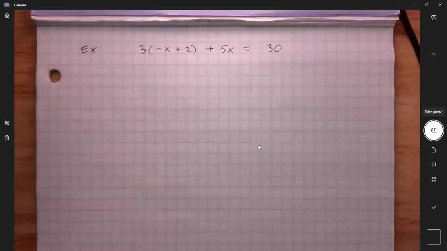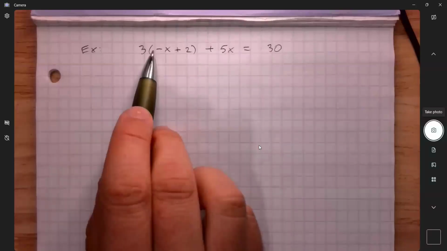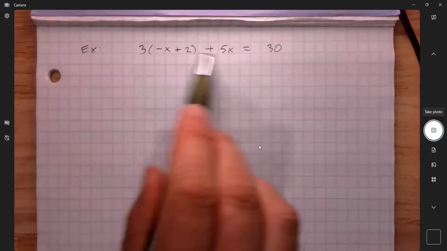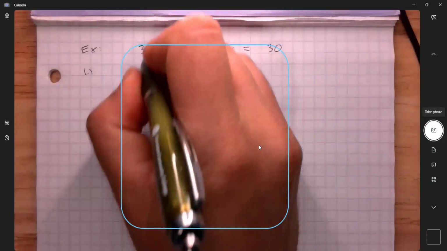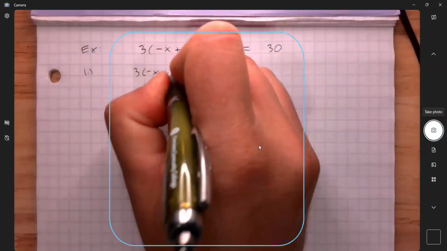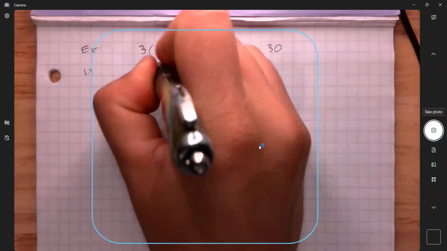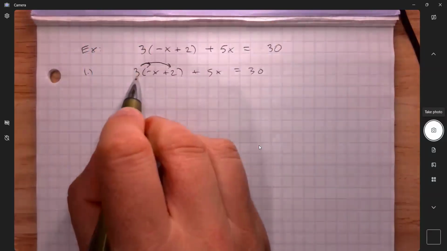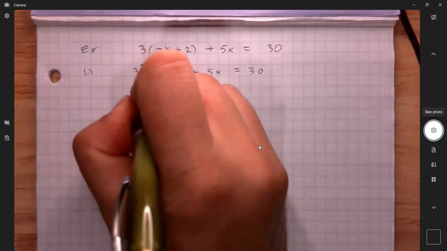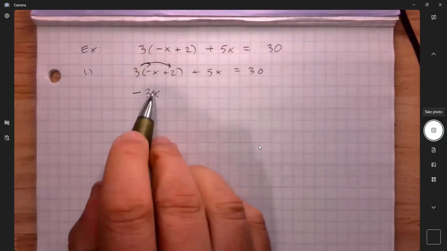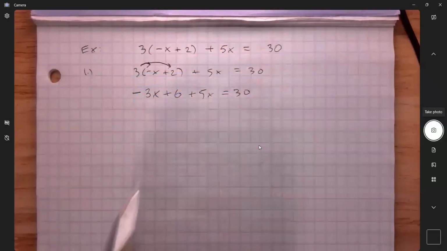I'm feeling pretty confident. So step one is, let's simplify this, right? I have something trapped in parentheses, and I have x's that aren't all combined together. So simplify by distributing. I'll rewrite it so you have a clear one at the top. Distribute the 3 across the parentheses. Since it's addition, I can do that. And I get minus 3x plus 6 plus 5x equals 30.